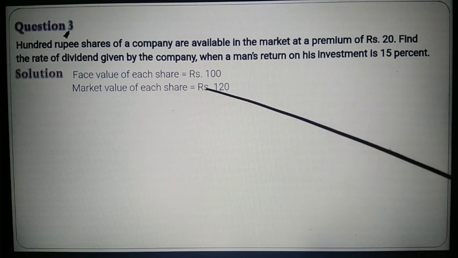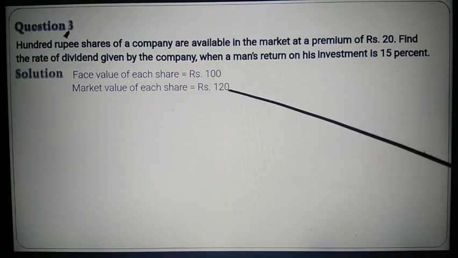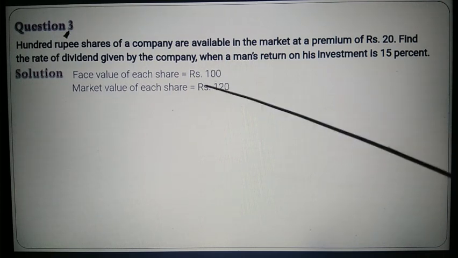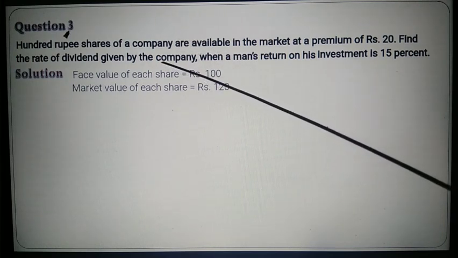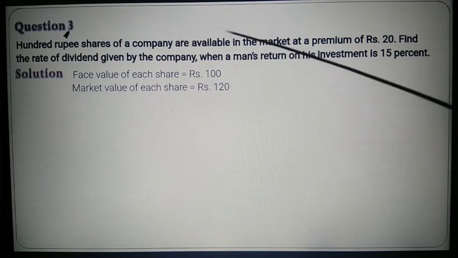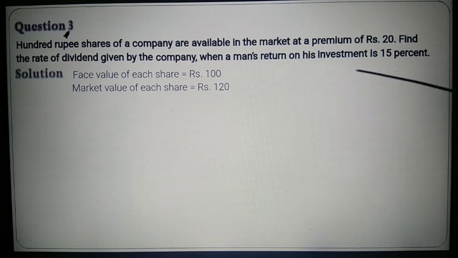So that's why my rupees 20 more gives me rupees 120. So my face value is 100 and my market value is rupees 120. Now let us see what is given. Find the rate of dividend when a man's return on his investment is 15%. Okay, so man's return means it is profit.